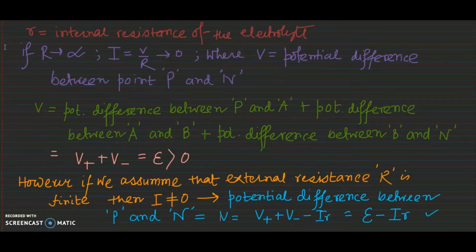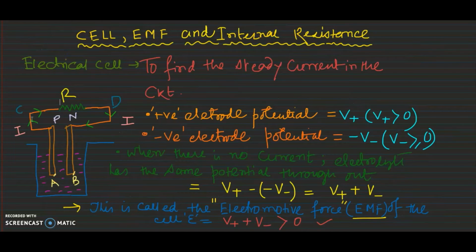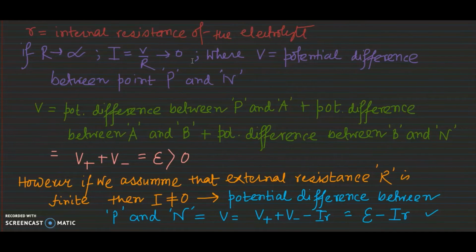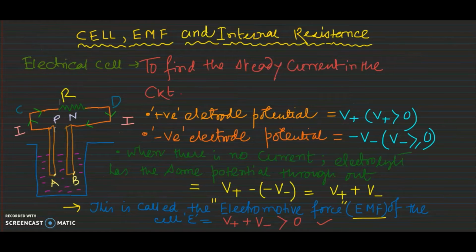Now consider that the electrolyte solution has a finite resistance of small r, called the internal resistance of the electrolyte. If in the external circuit the resistance, the capital R, is infinite, then the current will be I equal to V over R, so I approaches 0, where V is the potential difference between the point P and N. You can see from the figure, V is the potential difference between the positive electrode and the negative electrode.